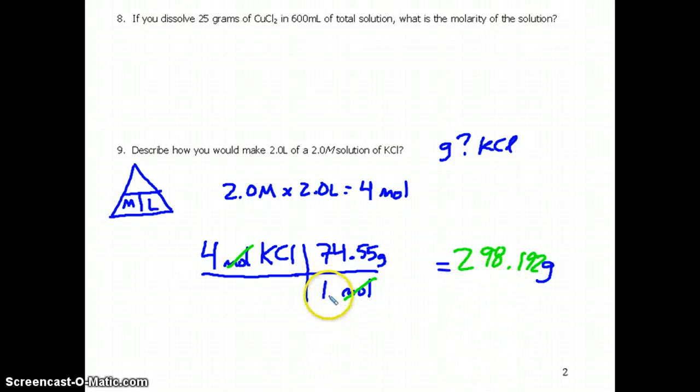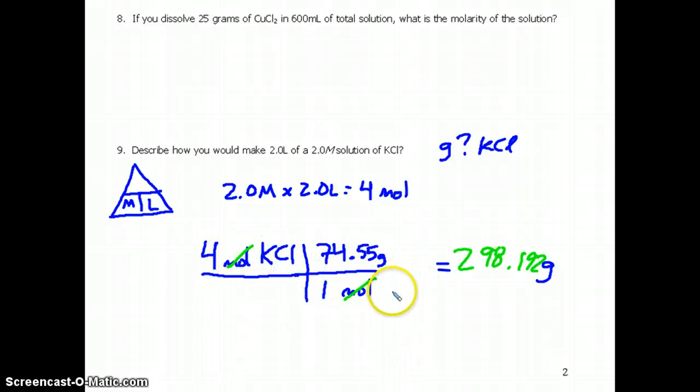Now that makes sense. If 1 mole of potassium chloride weighs about 75 grams, and you need 4 moles of it, you need 4 times that. So this number does make sense. If your number goes down, you should be thinking, okay, if 1 mole weighs this and I get a decimal point and I needed 4 moles, something went wrong.